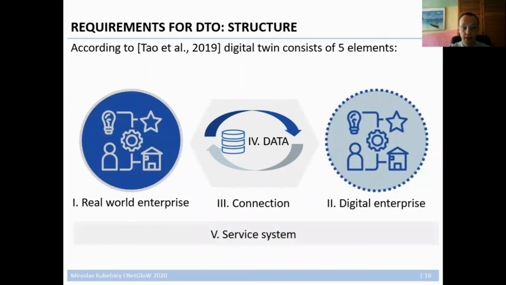And the last element is a service system, which can be considered as a user interface for interaction with the digital twin technology.